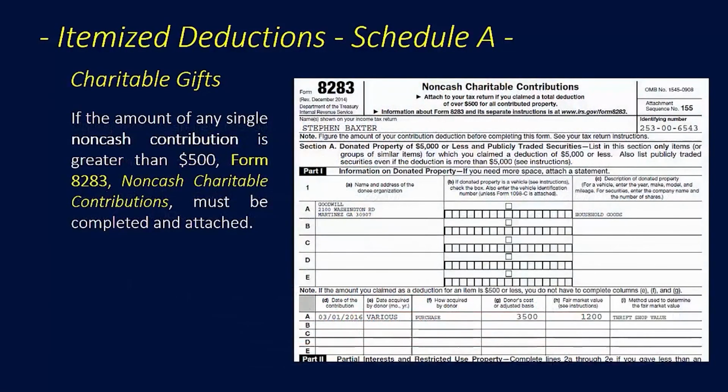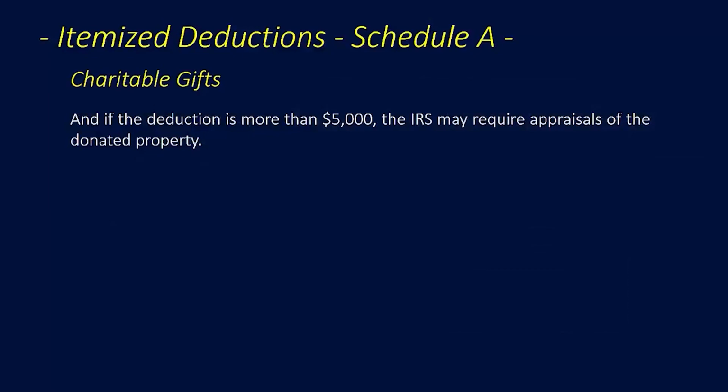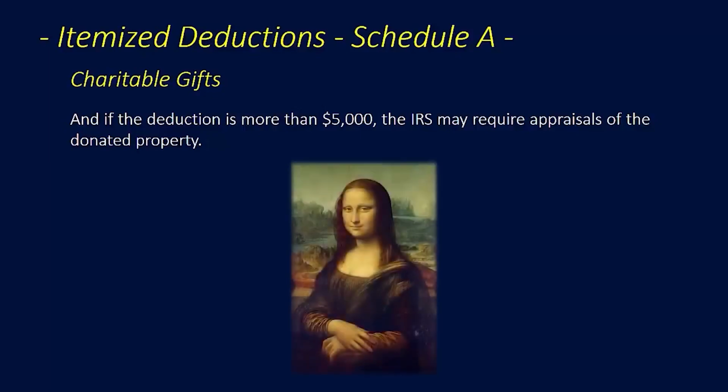If the amount of any single non-cash contribution is greater than $500, then Form 8283, non-cash charitable contributions, must be completed and attached to the Schedule A and to the tax return. And if the deduction is more than $5,000, the IRS may require appraisals of the donated property.